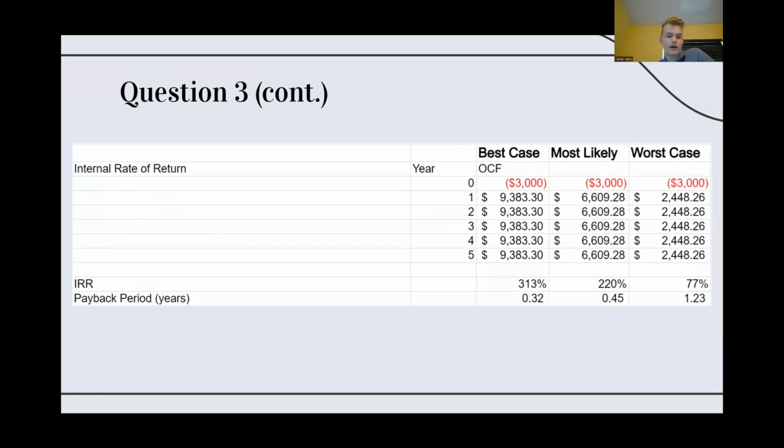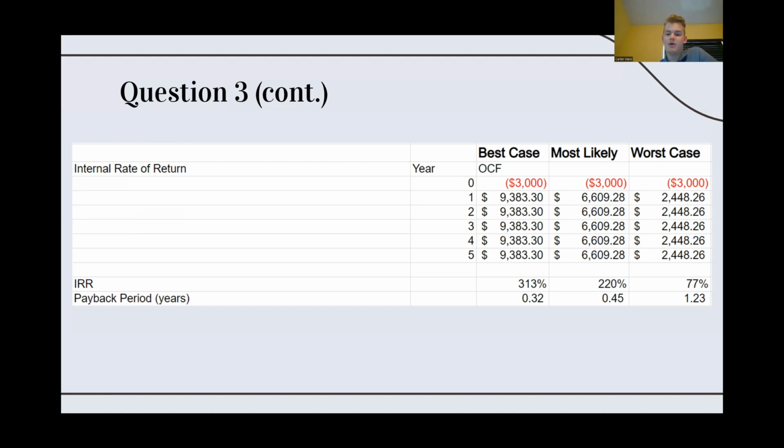We can then calculate the internal rate of return once again by getting those annual cash flows and the initial payment, by using the IRR function in Excel once again to get an IRR of 313% for the best case, 220% for the most likely, and 77% for the worst case.